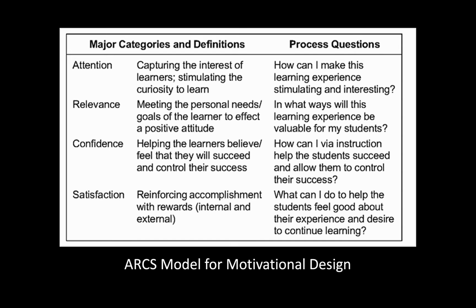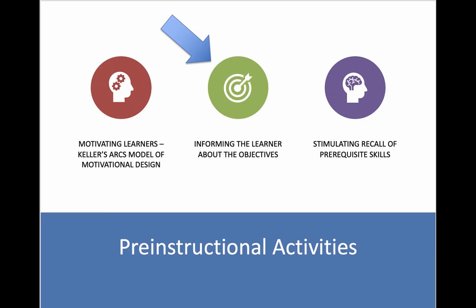Okay, so in your strategy, you'll be coming up with something to grab their attention. And think about the ARCS model when you do that. Okay, then we have to inform the learner of the objectives. What this does is it tells the learner, here are the objectives I'm going to teach you for this section of the training. And this allows the learner to focus, to go, okay, this is what I'm going to be learning.